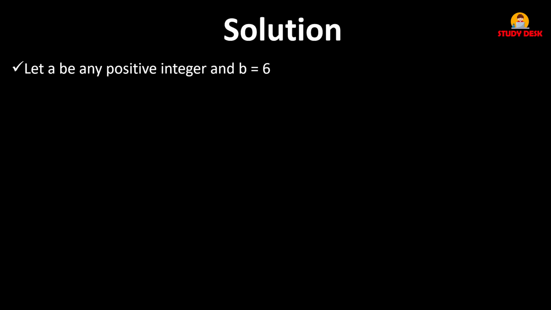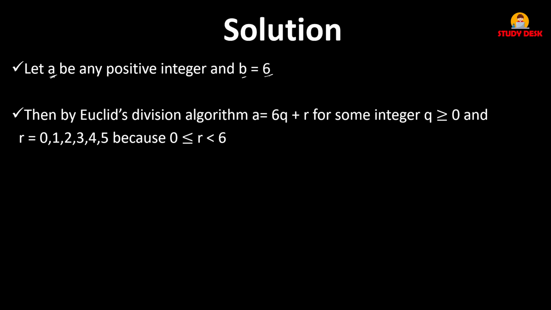So first of all here, we will take a as a positive integer. Let a be any positive integer, and the divisor b is equal to 6. Now if the divisor is equal to 6, what are the possible remainders? So we can say by Euclid's division algorithm, a is equal to 6q plus r, for some integer q which is greater than or equal to 0. Here what is q? q is the quotient.